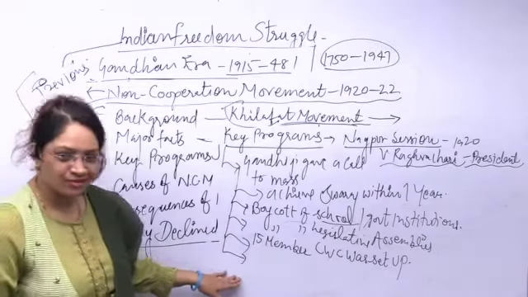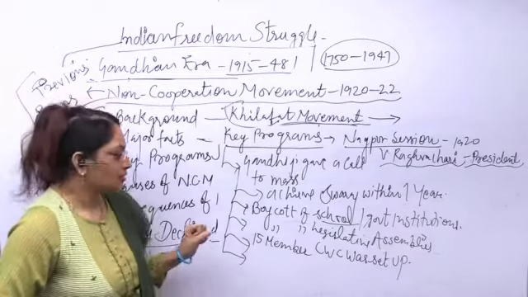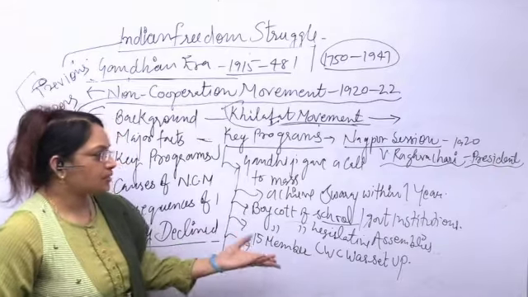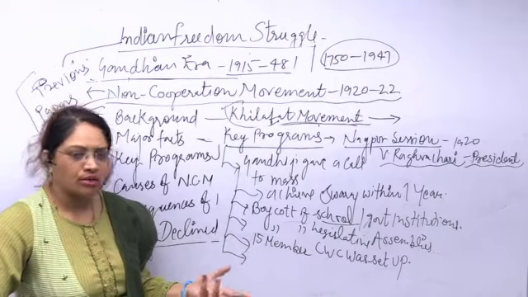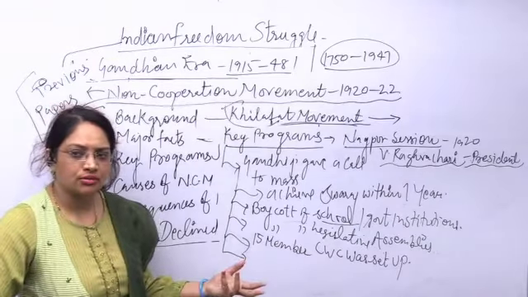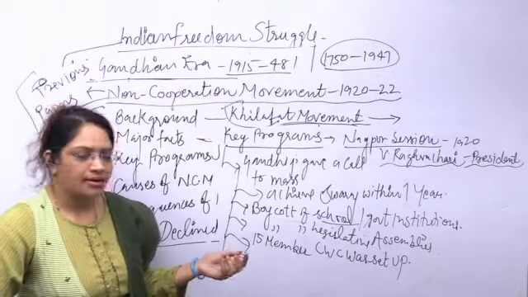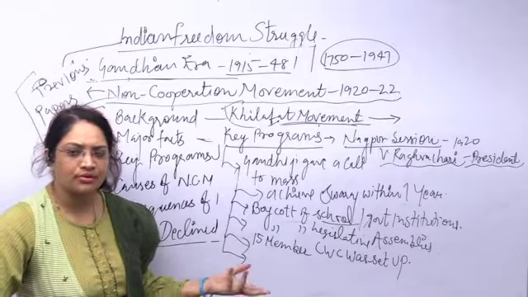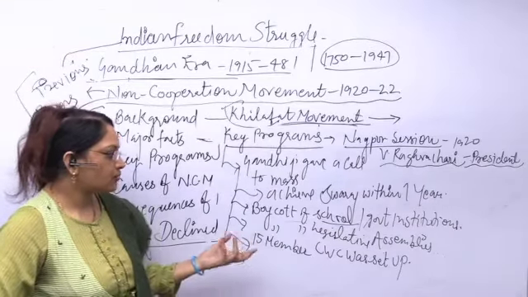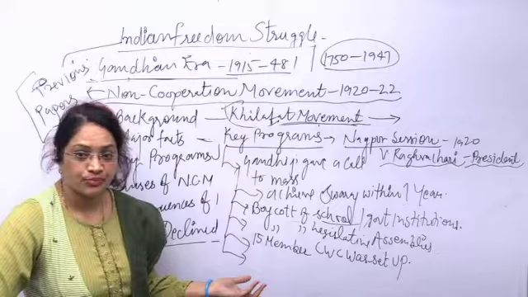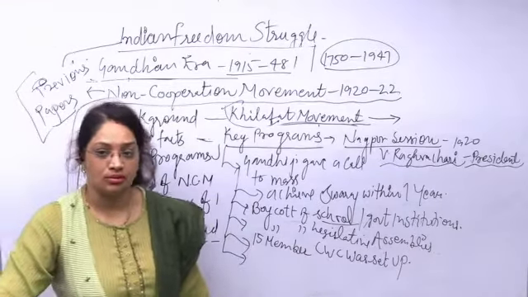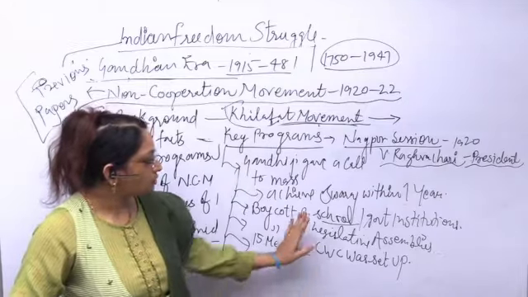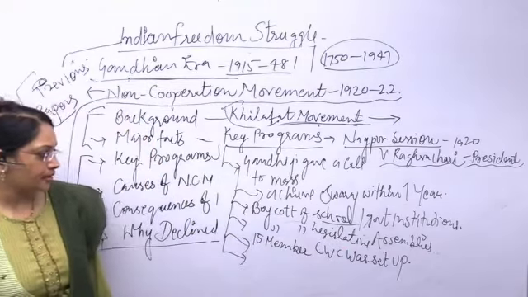4 annas, you know it? Right? So these are basically the boycott of government institutions. Students left the colleges and schools, teachers left the colleges and schools, and advocates, government officials, everyone resigned from their posts and participated in the non-cooperation movement. So this was basically the course of program.